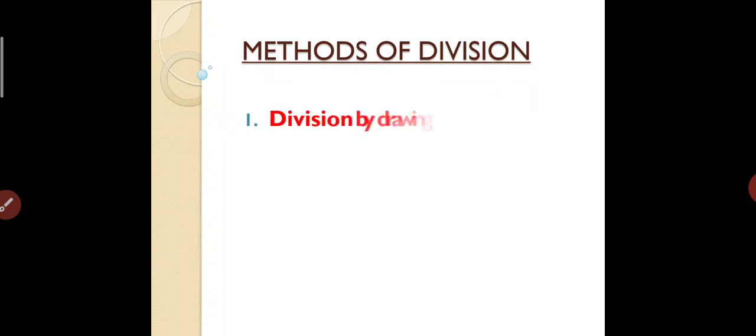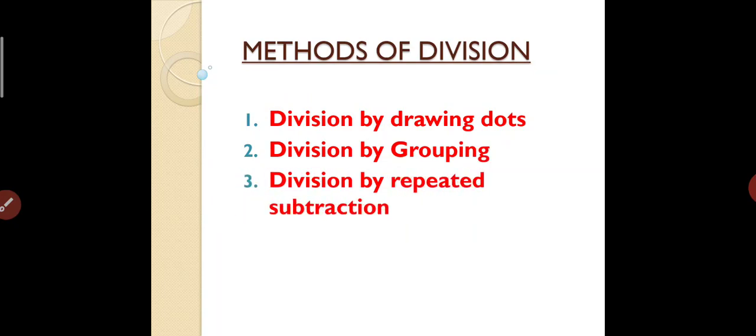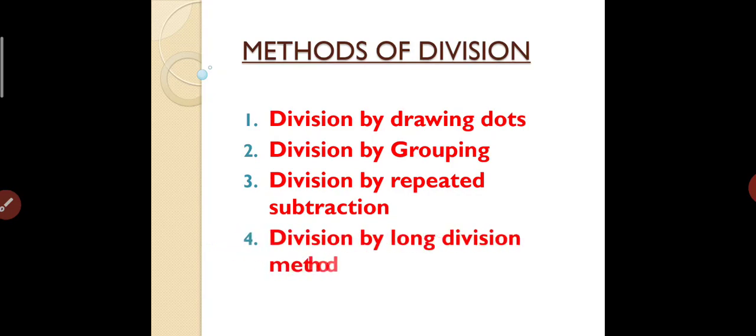First one is division by drawing dots. That is the first method of doing division. Second one, division by grouping. And the third one is division by repeated subtraction. And the last method is division by long division method. These are the 4 different methods of division. We will see one by one.